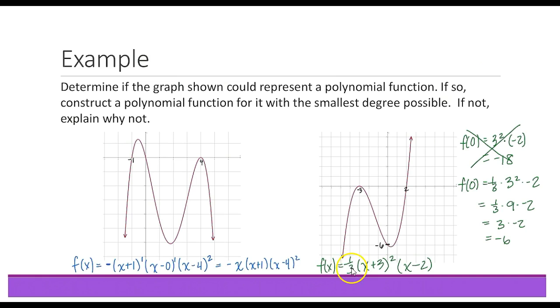So we want to multiply by a different coefficient in the front to make sure we satisfy that y-intercept.